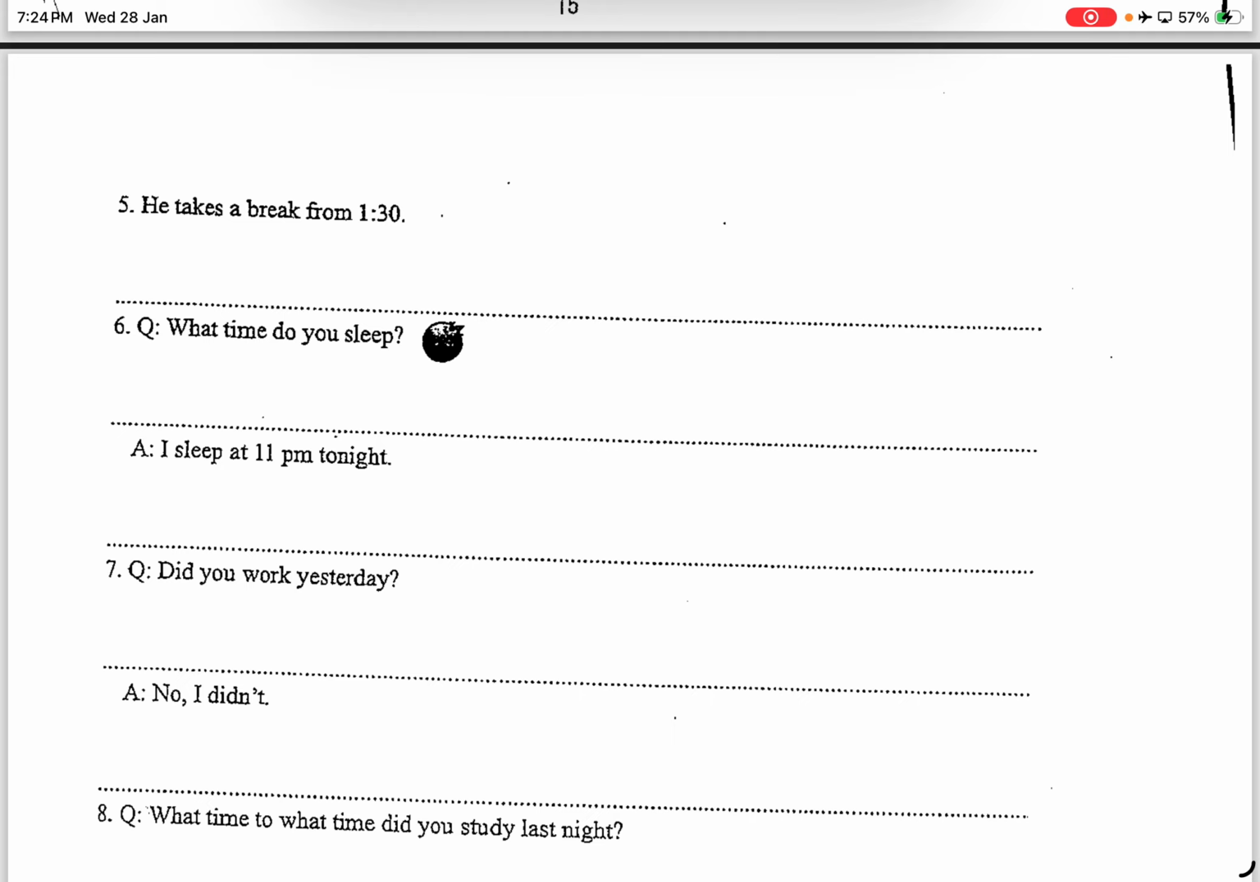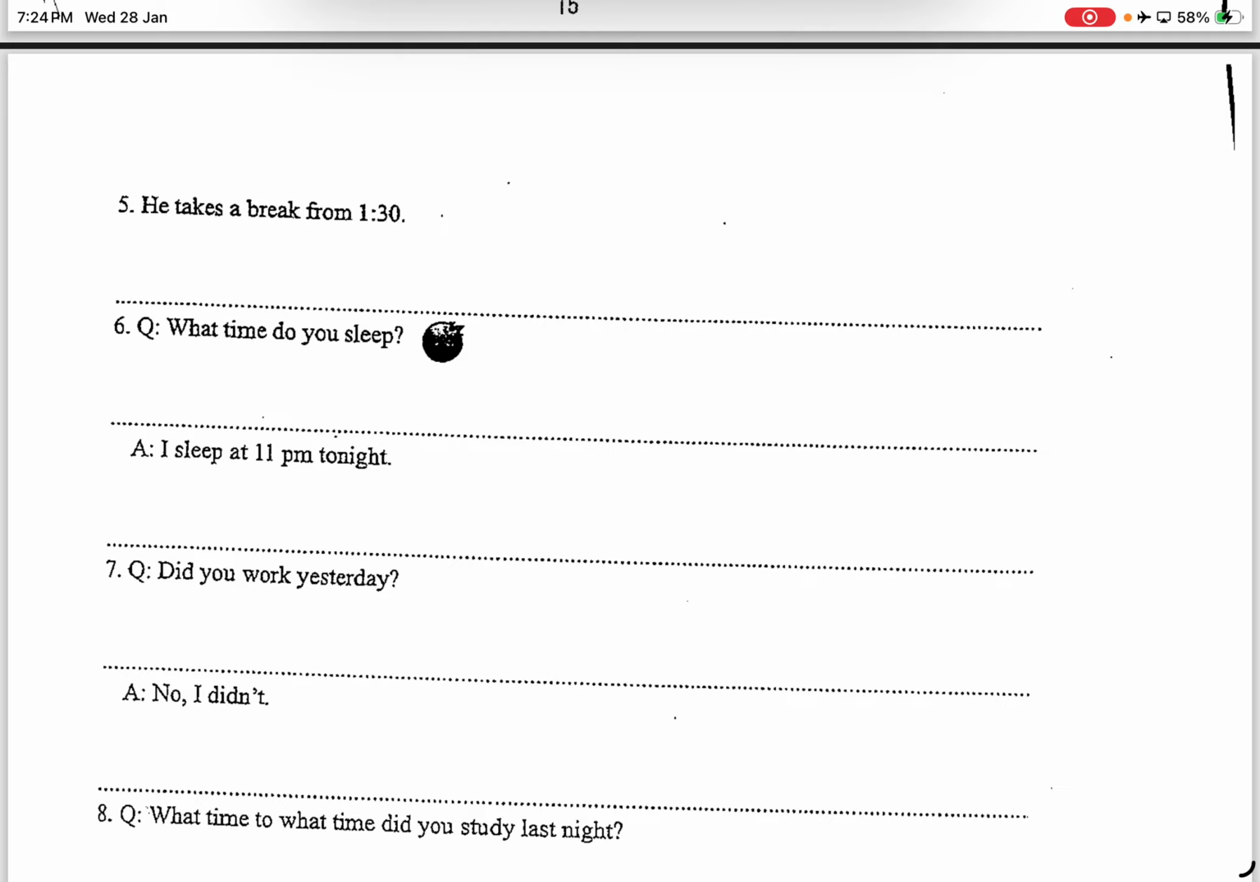Because when he says 昼休みです, he's saying that it is a lunch break time. So he's using it as a noun. So the correct translation in English will be his break time is from 1:30. That will be the exact translation for his answer. But in this case, we're actually using it as a verb. So we reply 休みます.